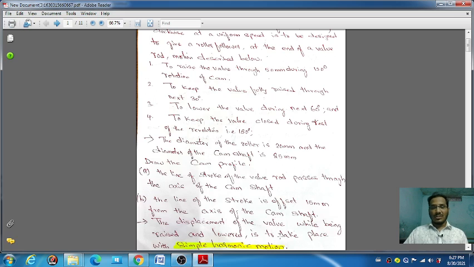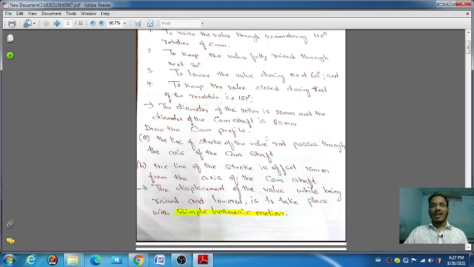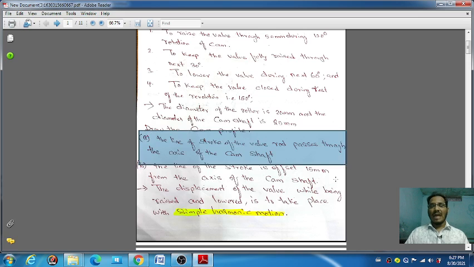The question is asking to draw the cam profile in two cases. The first case is where the line of stroke of the valve rod passes through the axis of the camshaft. Here the question is given in a different format, but you know very well. It means the axis of the follower passes through the axis of the camshaft at the same point.